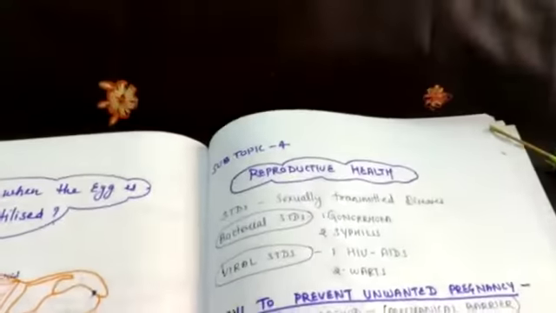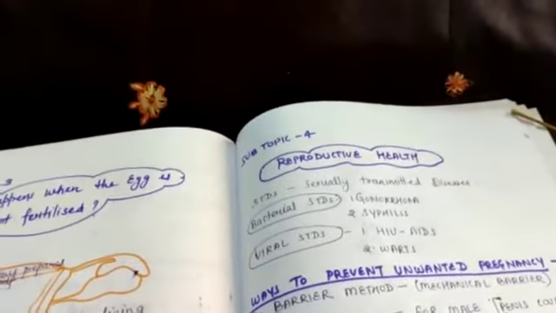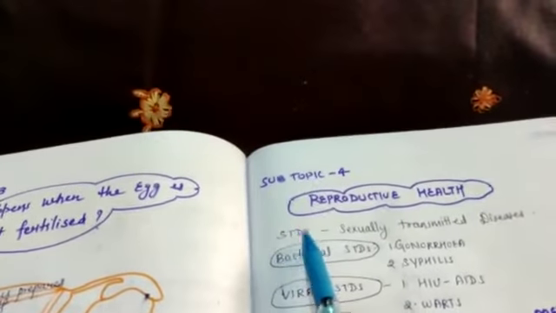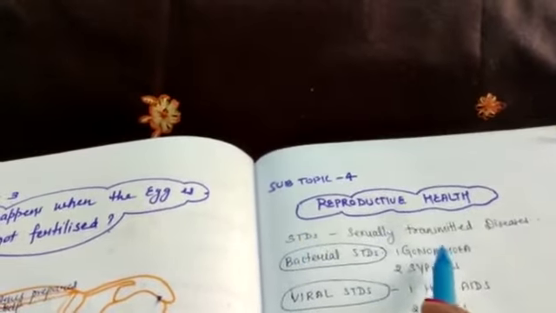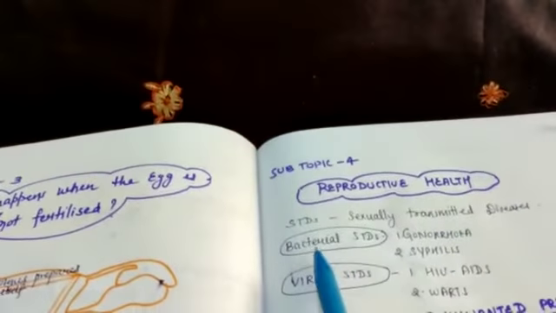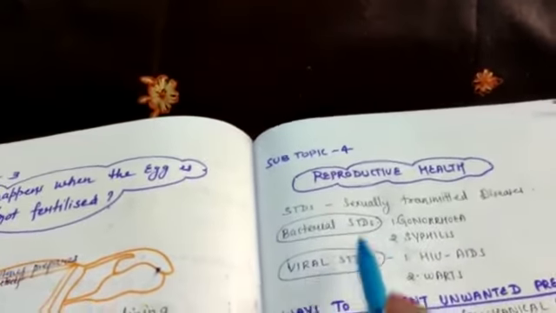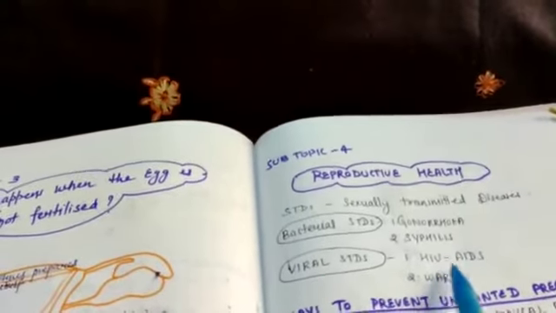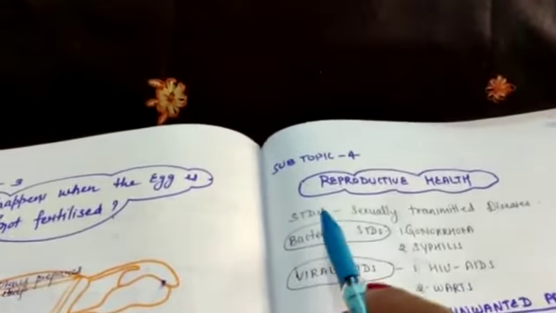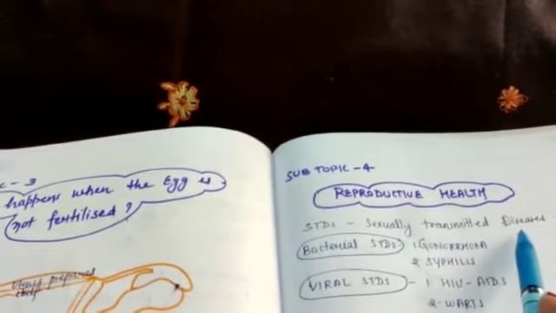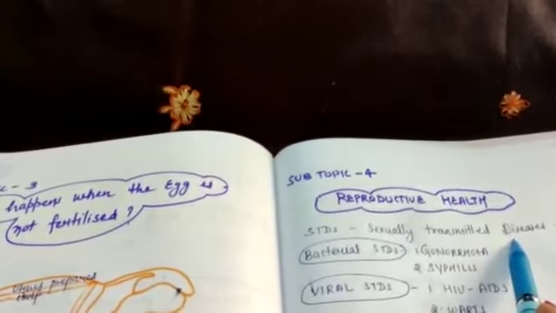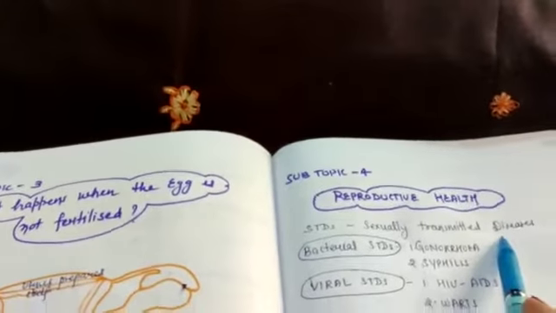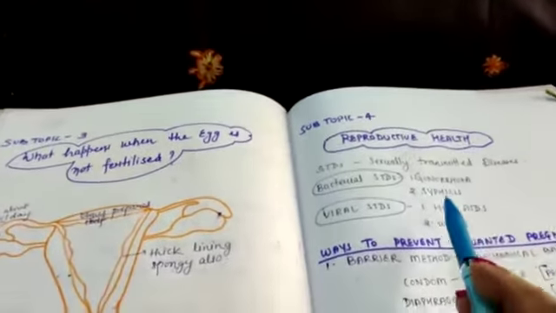Then next we have reproductive health. Here one of the concepts is STD. STD is sexually transmitted diseases. The two types are bacterial STD and viral STD. Bacterial STDs are gonorrhea and syphilis. Viral STDs are HIV, AIDS, and warts. STD is a type of disease that is transmitted from male to female or female to male during sexual intercourse. That is a sexually transmitted disease.